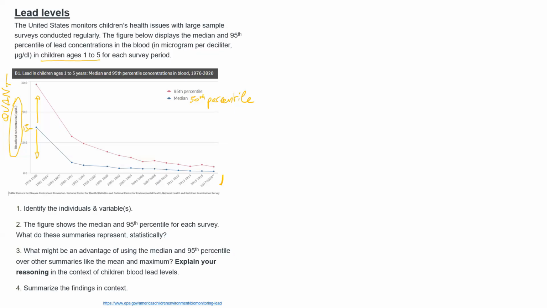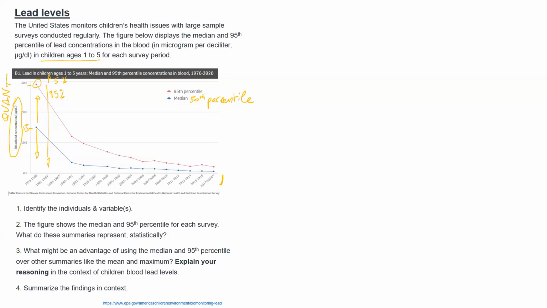or more. The 95th percentile follows the same principle, but we divide the distribution into the bottom 95% and then the top 5%. So that means that 95% of the children in that earlier survey had blood lead levels of at most roughly 29 microgram per deciliter, and the remaining 5% had blood lead levels of at least 29 microgram per deciliter, so 29 or higher.